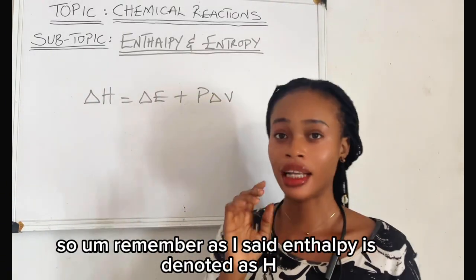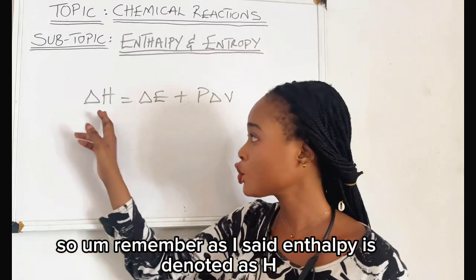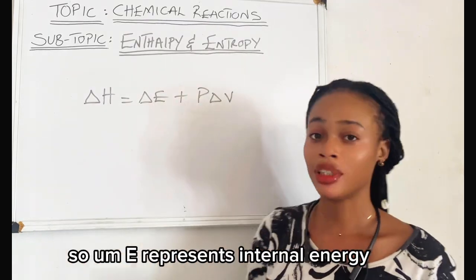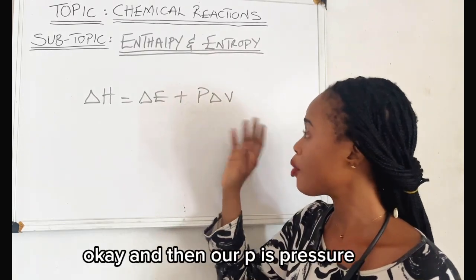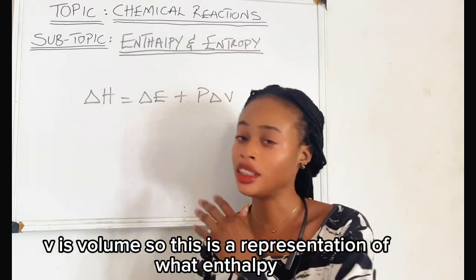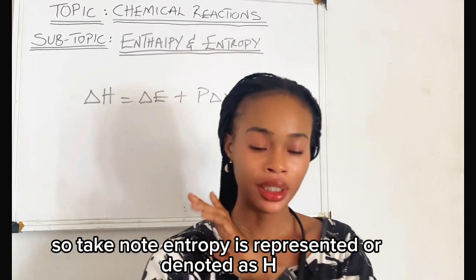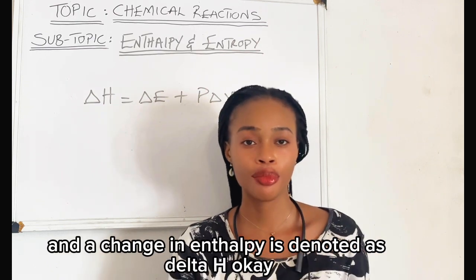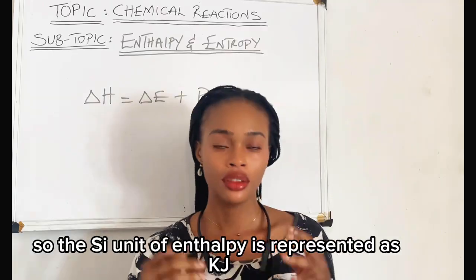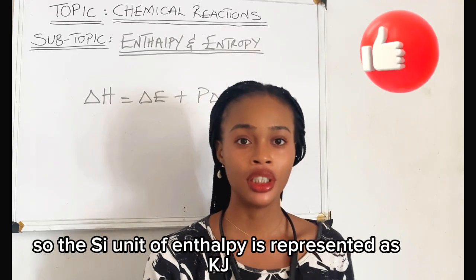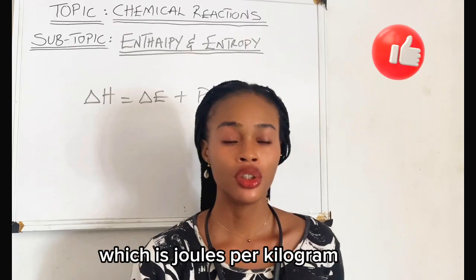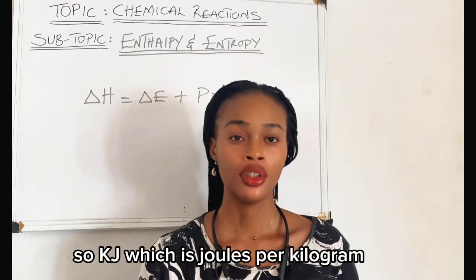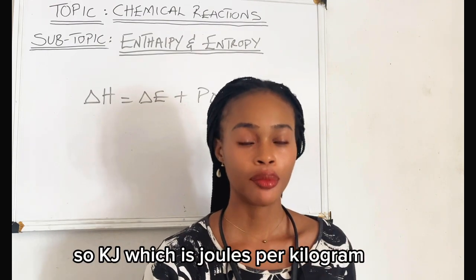Remember, enthalpy is denoted as H, and a change in enthalpy is denoted as delta H. E represents internal energy, P is pressure, and V is volume. So this is a representation of what? Enthalpy. Take note, enthalpy is denoted as H, and a change in enthalpy is denoted as delta H. The SI unit of enthalpy is kJ, which is joules per kilogram. Please take note of that.